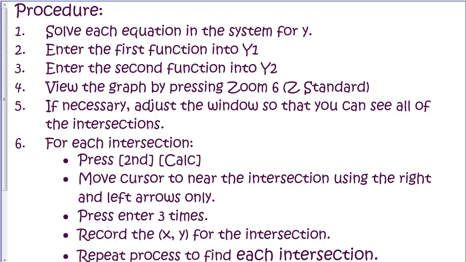Once we see the intersections, we will be using the calc function of the graphing calculator to find the intersections. So we'll be pressing the second calc button. You'll move the cursor near the intersection, pressing only the left and right arrow keys to move the cursor, and then we will press enter 3 times. And at the bottom of the screen will be the x and y coordinates of the intersection. We'll record those. You need to do these steps for each of the intersections. So we'll be demonstrating this with the graphing calculator in a few seconds, and you'll see these steps.